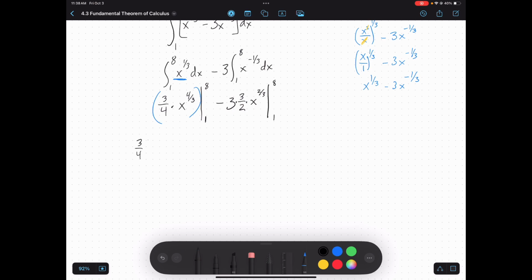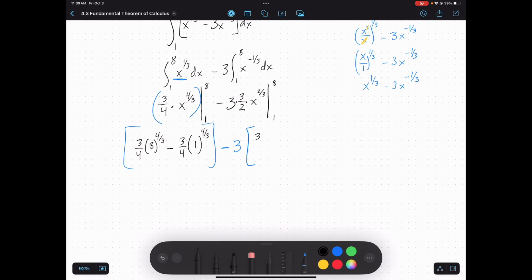I'm going to take my upper bound and plug it in. So I'm going to do 8 to the 4/3 minus, and then I'm going to take the same antiderivative, but now plug in my lower bound. And that takes care of that first piece. And then I'm going to do the same thing with this second piece.